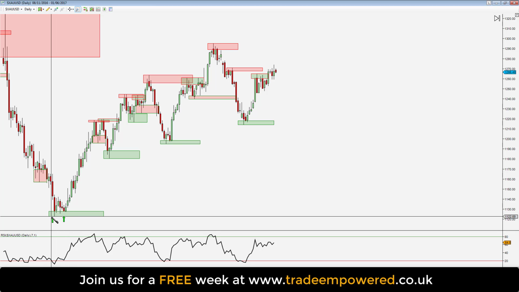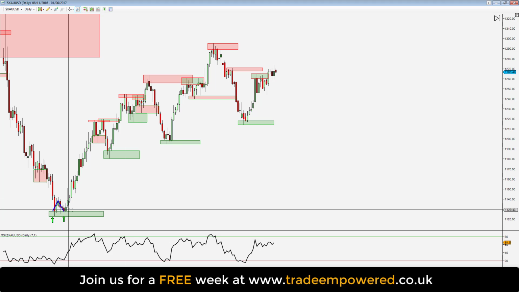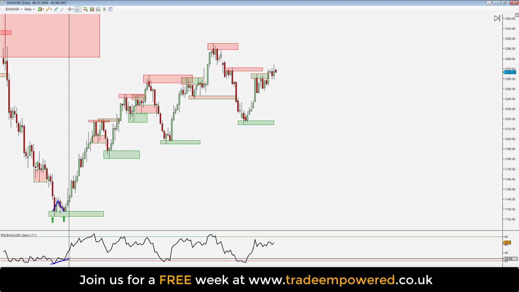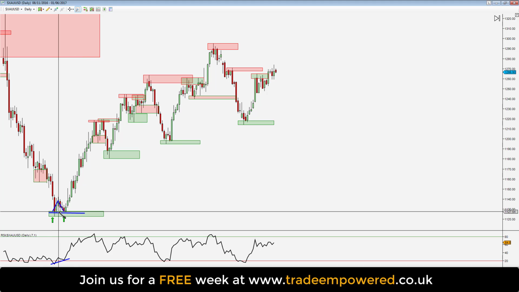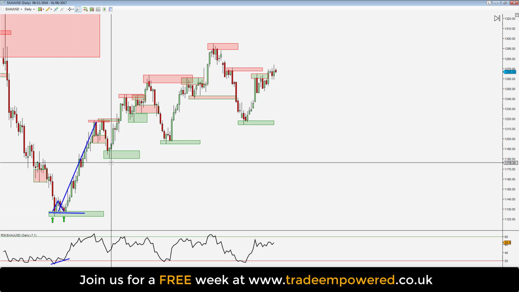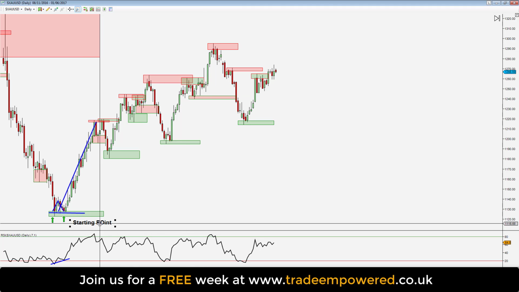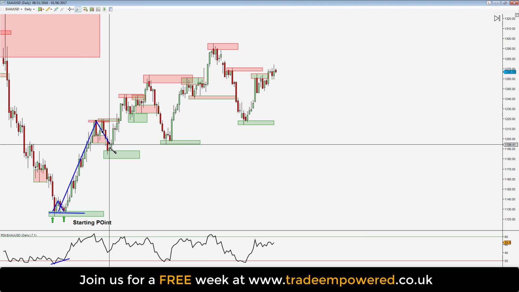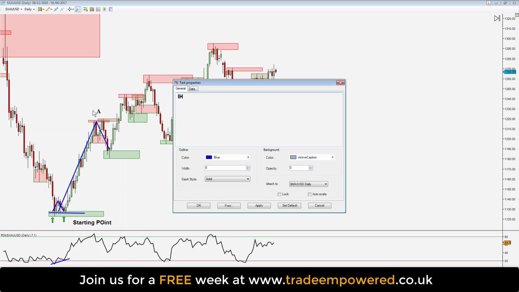Okay, you can see we had our little double bottom down here. Market ran out of steam. We saw some divergence on the RSI, equal test to the lows. We had our double bottom, and then since then we pushed up. Okay, so I'm going to call this our starting point. Okay, this is our starting point. We then have our initial high. So this is our initial high.